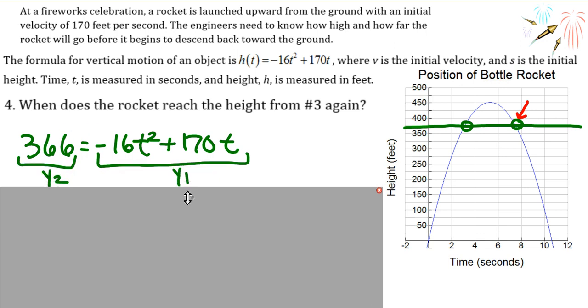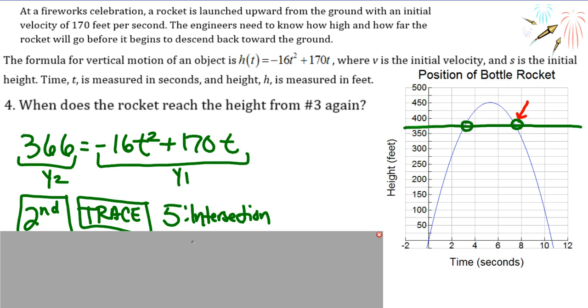So by substituting the output into the function, how do we find those inputs? Well, graphically, we can find the intersection of these 2 functions, right? It's a system of equations. One equation is just saying we're looking for outputs of 366. Here's the other function that we have modeling the path of the bottle rocket. We're trying to see when they're equivalent.